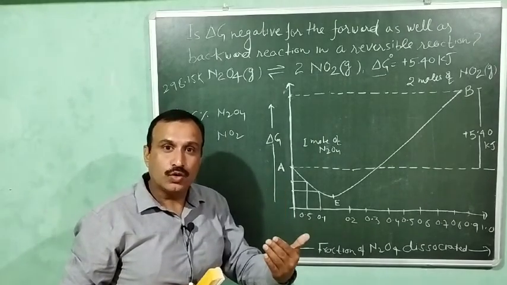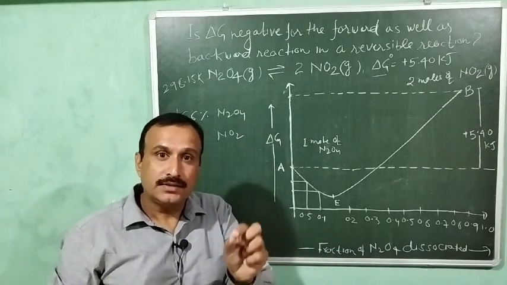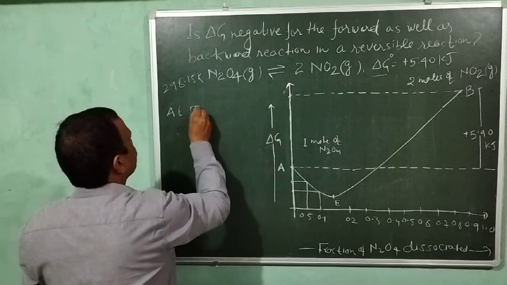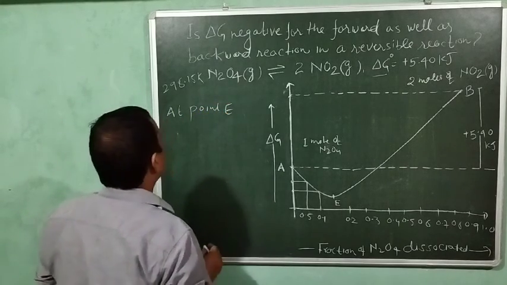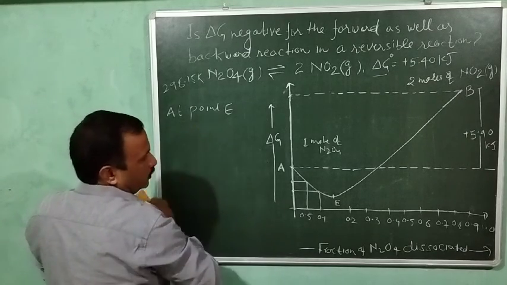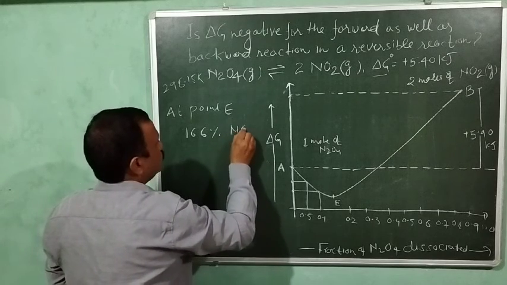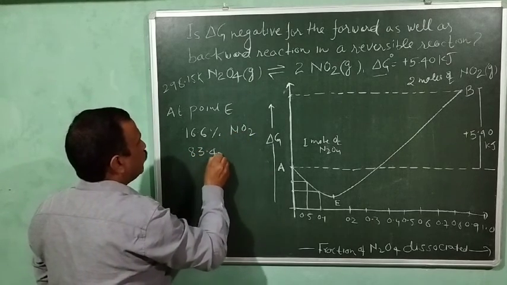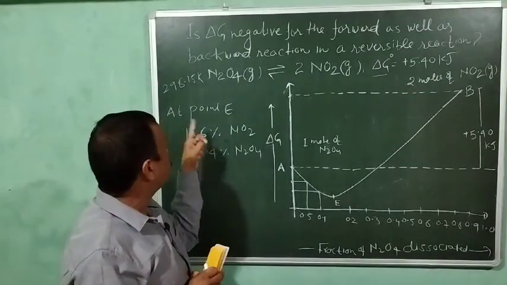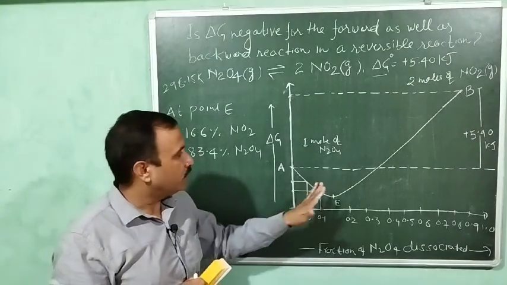तो NO2 की जो परसेंटेज होगी, it will be equal to the percentage of N2O4 dissociated, क्योंकि NO2 उतना ही बनेगा जितना N2O4 डिसोशिएट होगा. तो इसका मतलब ये हुआ कि at point E, which is our equilibrium point, we will have 16.6% NO2 and 83.4% N2O4, क्योंकि उतना ही NO2 बनेगा जितना आपका N2O4 डिसोशिएट होगा. और कितना डिसोशिएट हुआ इस पॉइंट पे, 16.6% हुआ है. सो दिस इज आवर इक्विलिब्रियम पॉइंट.